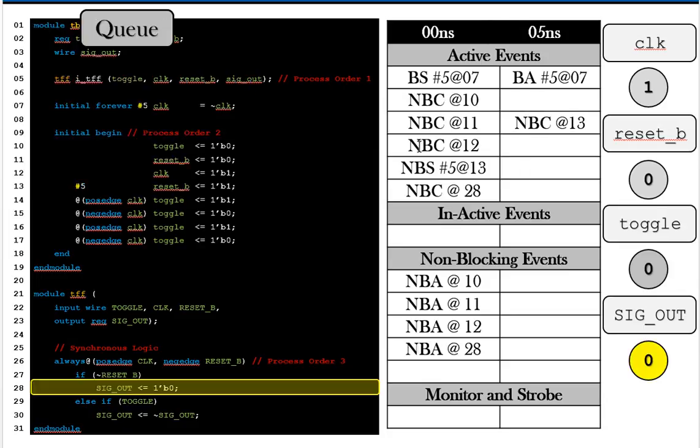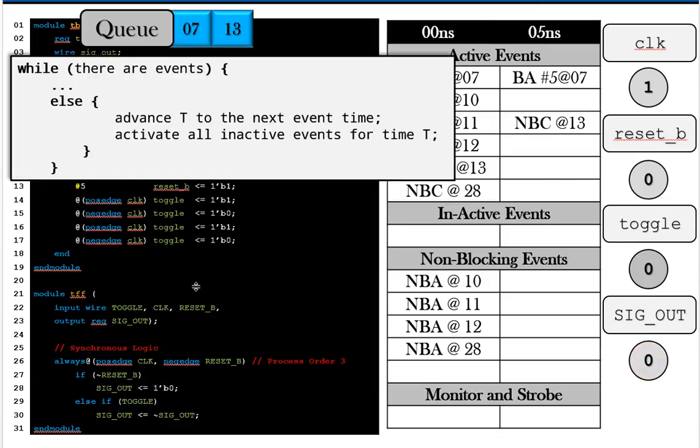So we have basically done the non-blocking capture. Now we're doing the non-blocking assign of sig out. And we're done. There's nothing left to do, right? So what happens is we now advance the current simulator time to the next event time. And that'll be at 5 nanoseconds. And we activate all inactive events. And that's not necessarily these inactive events, by the way. That's sort of confusing. But the idea is we go and we activate anything that was put on our queue, and we start processing it.